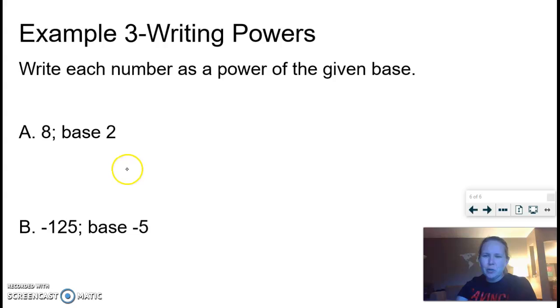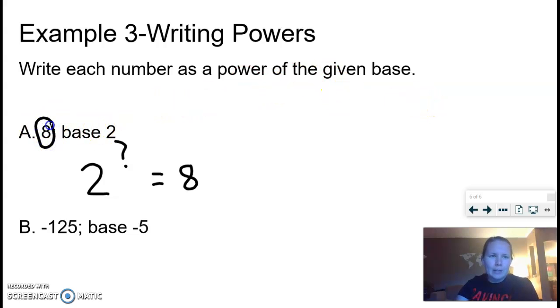All right. So what we need to do is write each number as a power of the given base. I'm not a big fan of how they give the directions. But basically, we have a base of 2 in this first problem, and they want our answer to be 8. And we need to figure out what the exponent is, is what they mean here. So if they ask you to write each number as a power of the given base, here's the solution, or the answer, or the value. This is the base. We need to find what this exponent is.